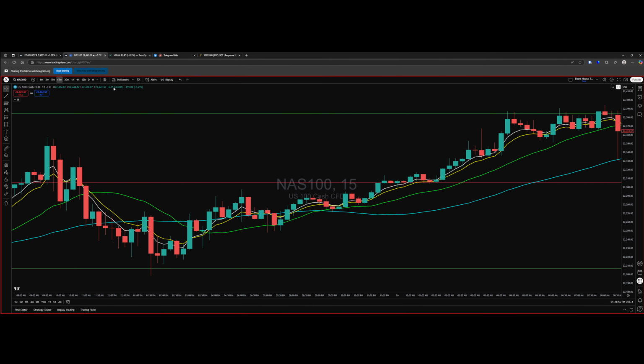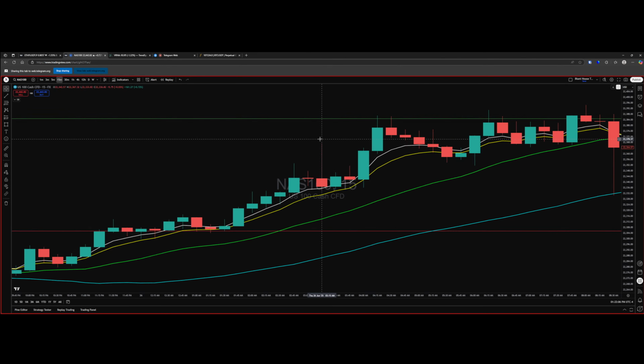News days usually, not always, there's some sort of volatility that comes into play. This candle on the far right hand side of your screen was your 8:30 15-minute candle. News came out at 8:30. Where did price go? Right to the 50 MA.